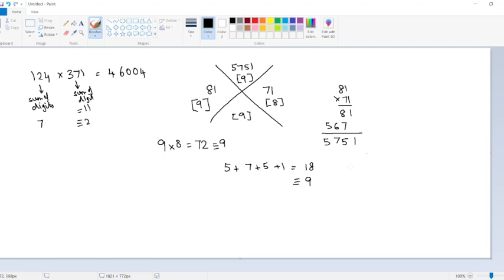As Shravan pointed out, even if I had got an answer like 5841, this will still have the same sum of digits as 9. So just because these two numbers are the same doesn't mean that this answer is correct. But if the sum of digits is not the same, then I can say for sure that I have made a mistake while multiplying. So why will this method work?